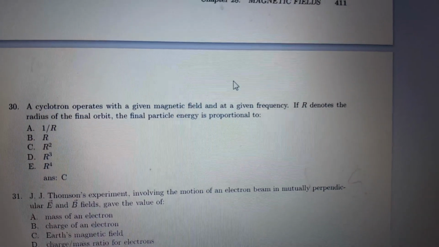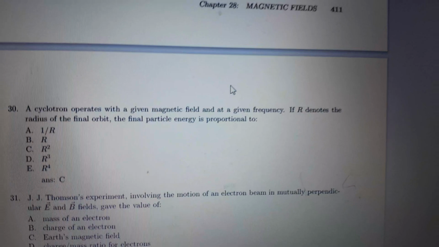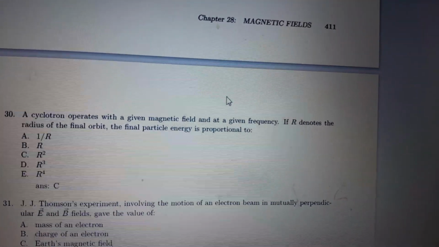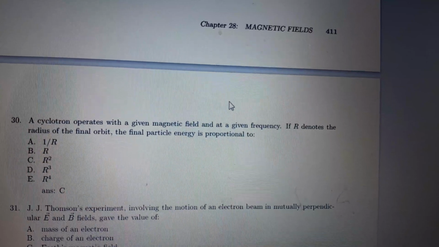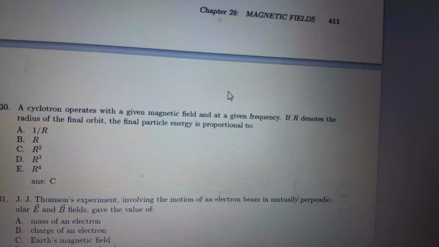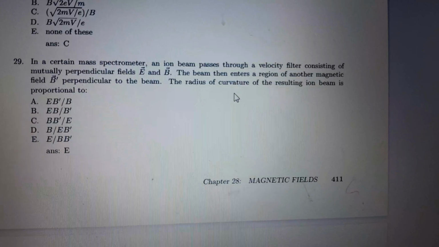So a cyclotron operates with a given magnetic field at a given frequency. If R denotes the radius of the final orbit, the final particle energy is proportional to what? To R squared. So I must find the difference between a cyclotron and something.